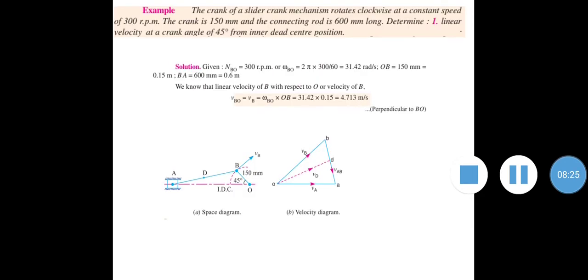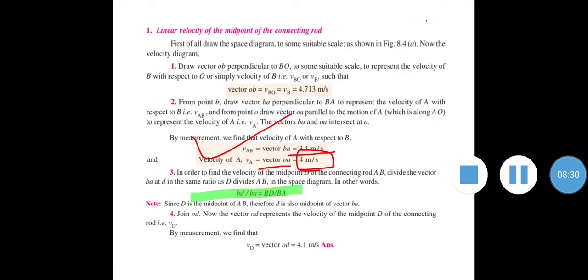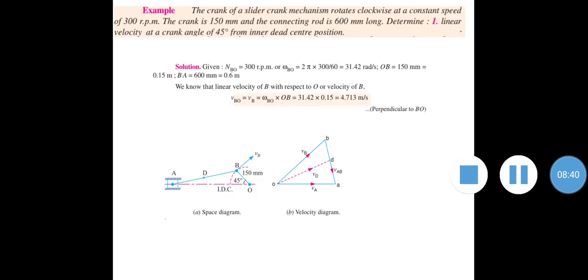If we measure the distance od, we get it as somewhere around 4.1, and that is the velocity, obtained by directly measuring the distance. This is how we can solve numericals: by drawing a space diagram and a velocity diagram, we can determine the velocity of a particular point in the given construction.